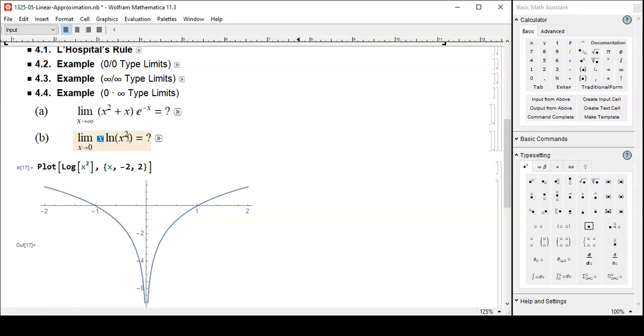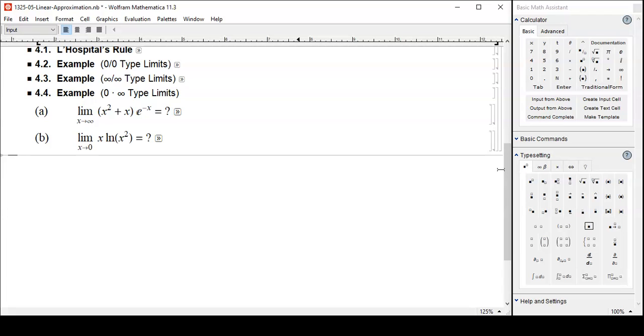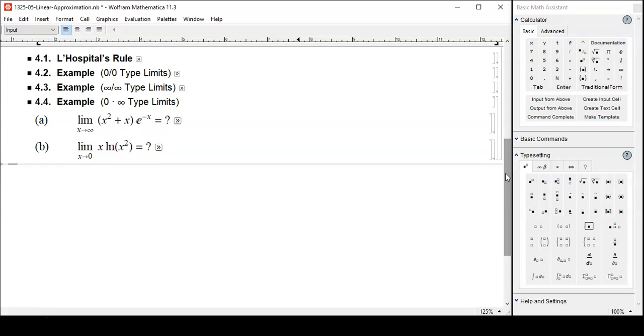So this is a 0 times infinity type limit. 0 times infinity. So what is it? 0 times something is always 0. Well, as a matter of fact, it'll pretty much turn out that way at this level.